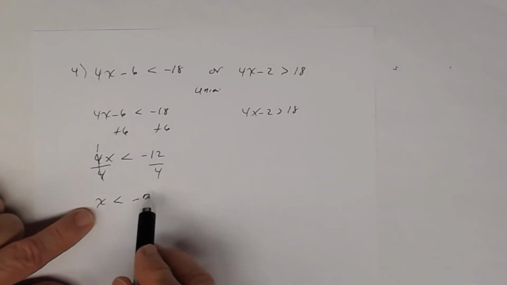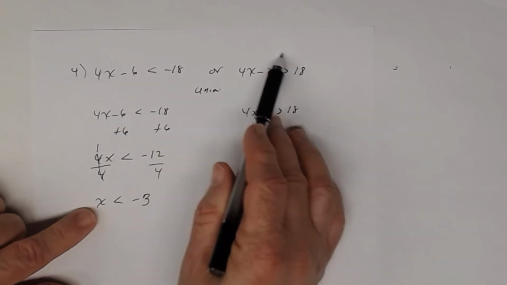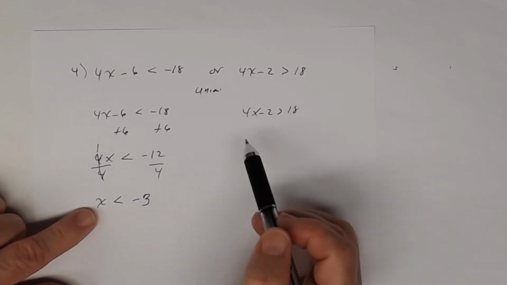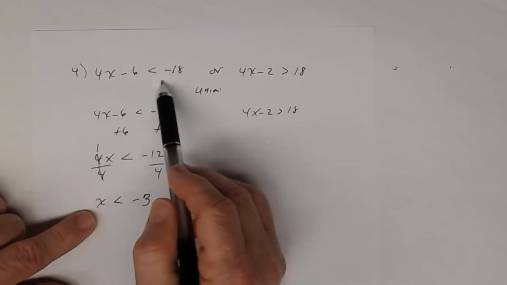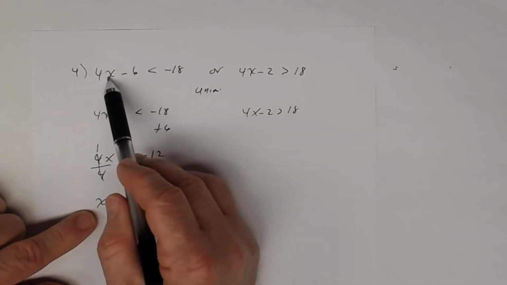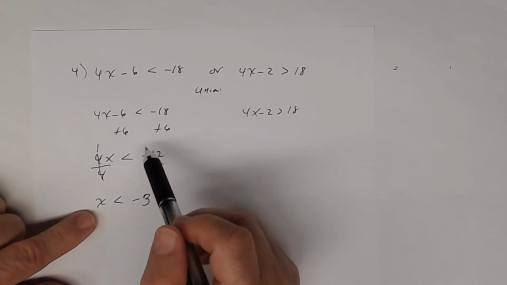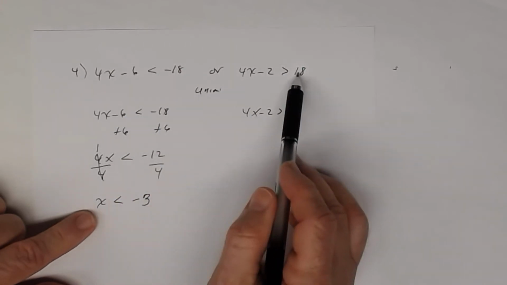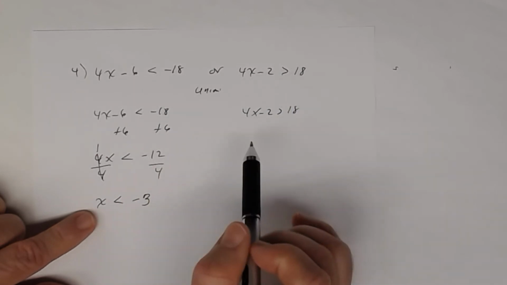So any real number less than negative 3 is a solution to this original compound inequality, because of that OR statement. So x is less than negative 3 is a solution to this one. Since the solution to this is going to be a solution to the original, because an OR statement means that the solution to this compound inequality has to satisfy either this one or this one.